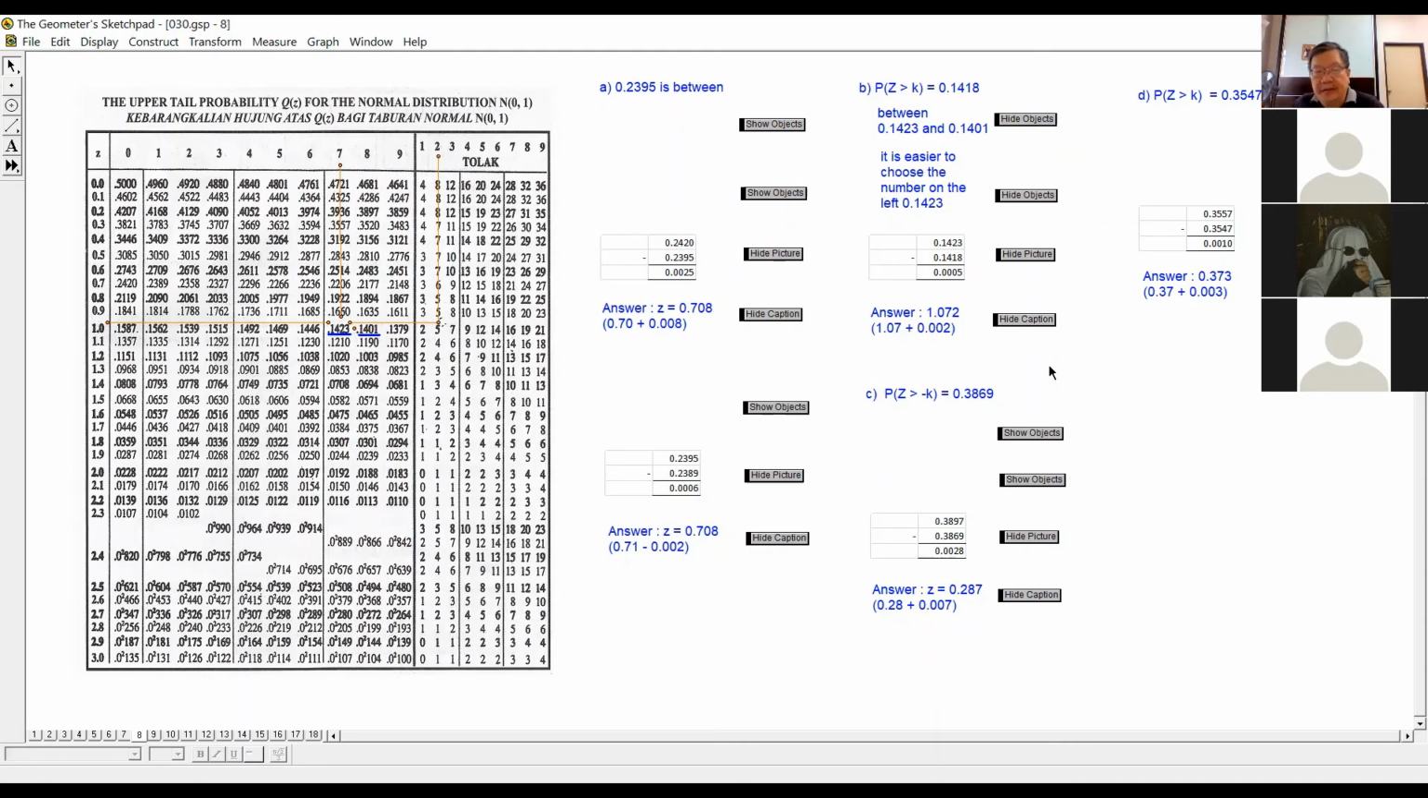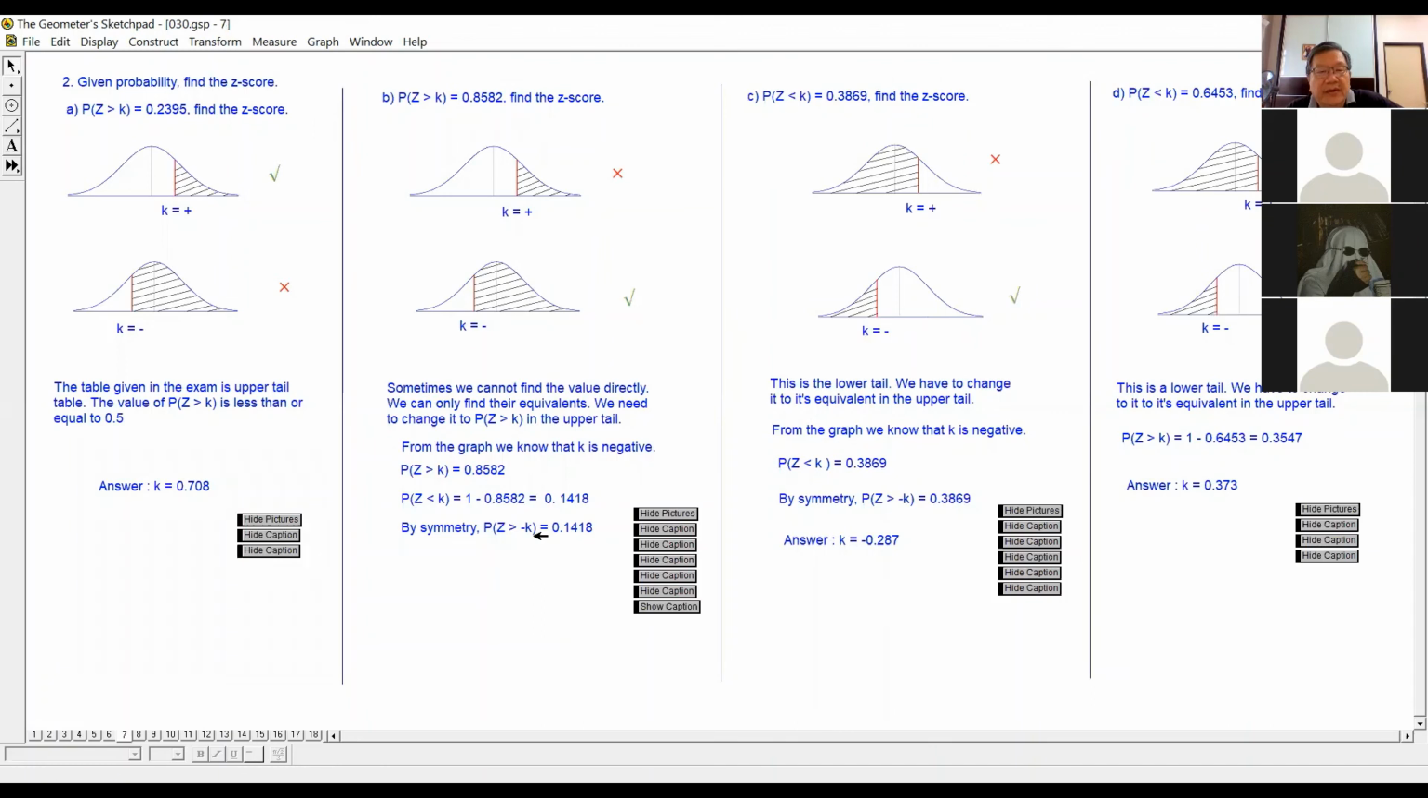For probability, use a calculator. Only for the z-score do you use this table. So never mind if you don't know, after this I'm going to show you two more examples. So now I know the answer is 1.072. So I come back to this problem here. So this number here is what? Okay, the answer is negative 1.072.